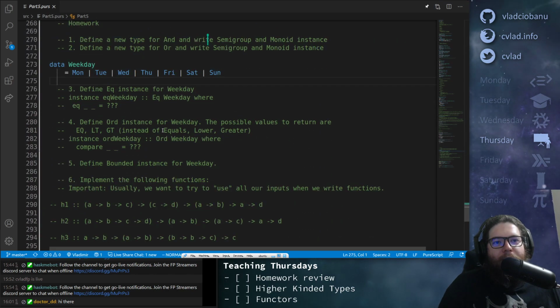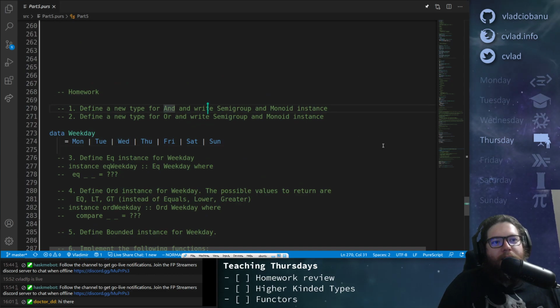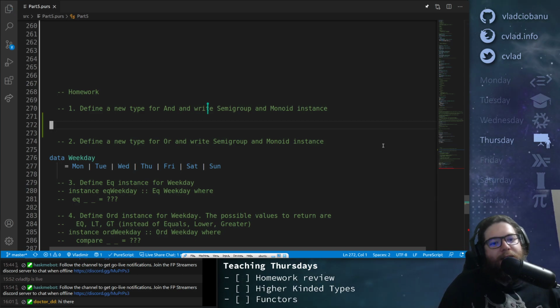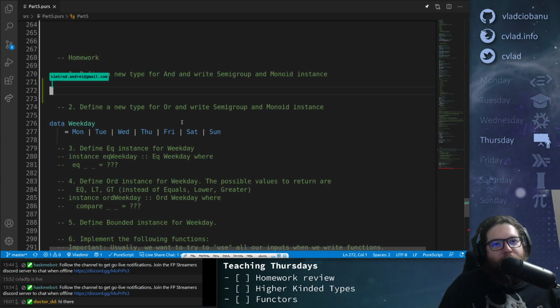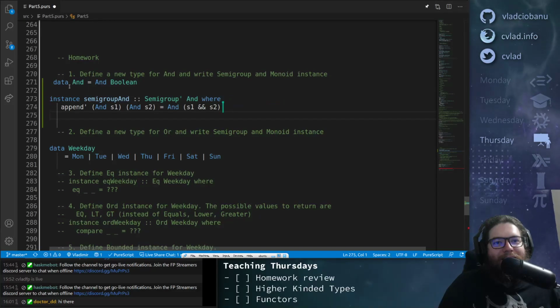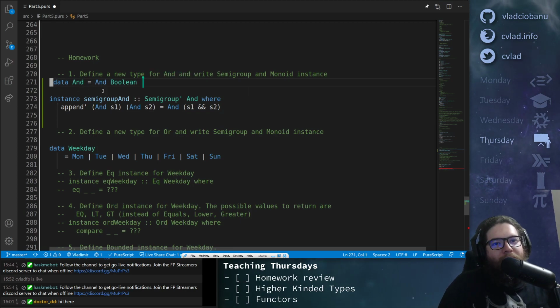Okay, cool. So we have one: define a type and write a semigroup instance. The first part is about semigroups and monoids and so on, a couple of instances, and then we get into the polymorphic functions. I do have some questions. Fire away. Do I use data to declare the new type, and is it a Boolean?